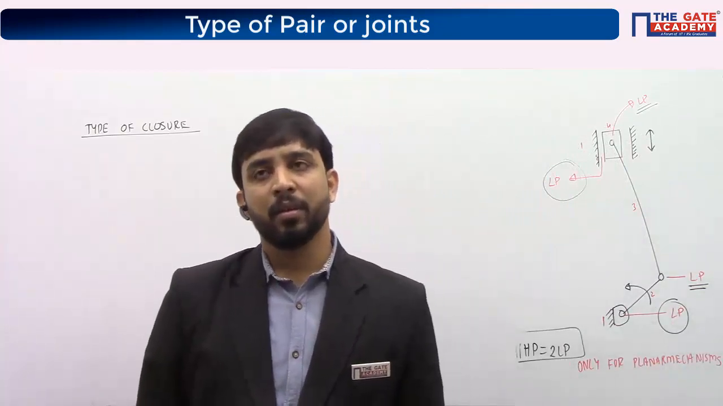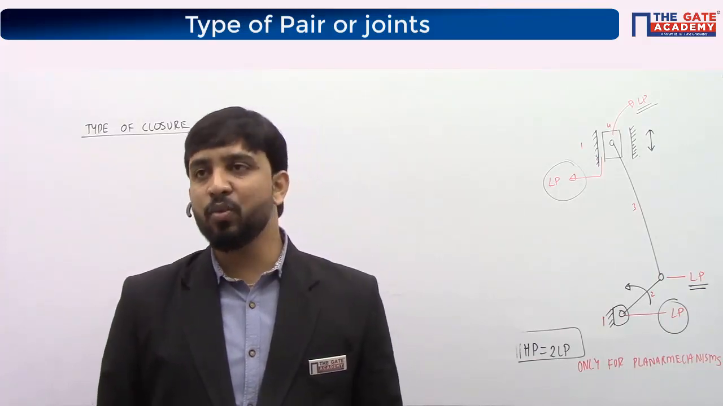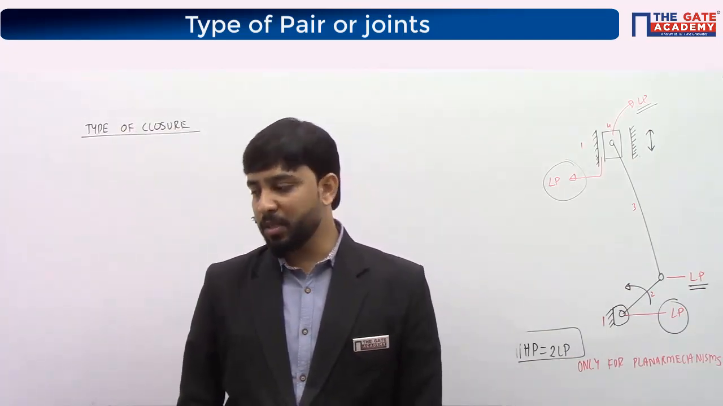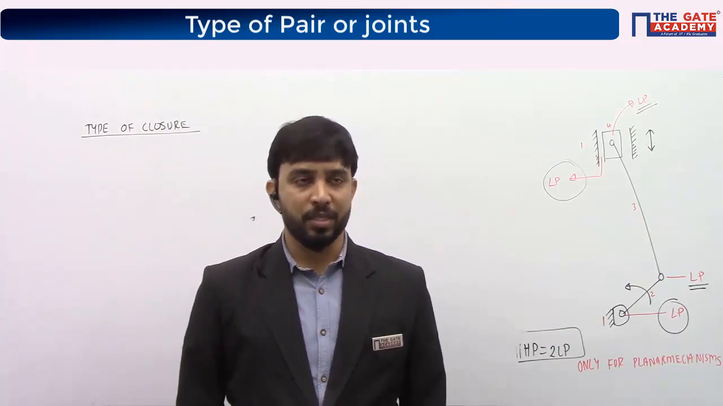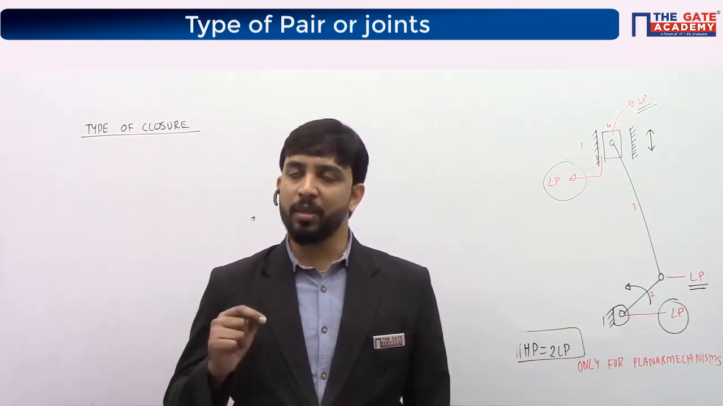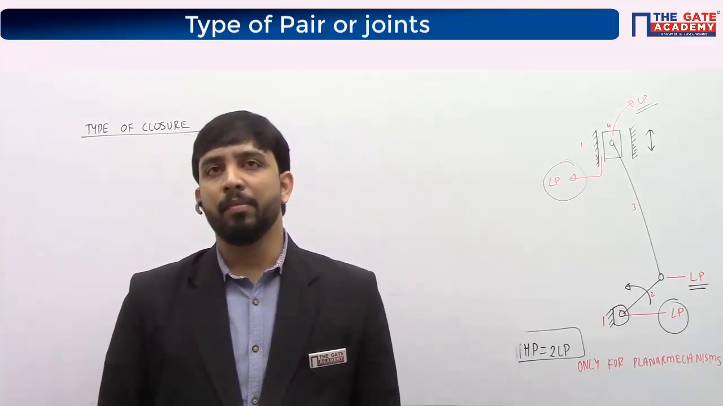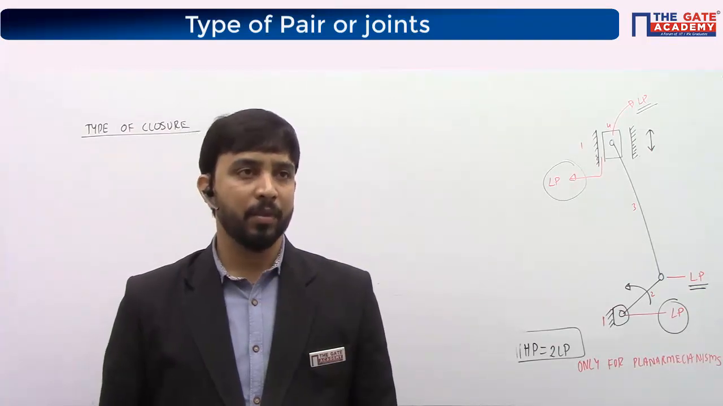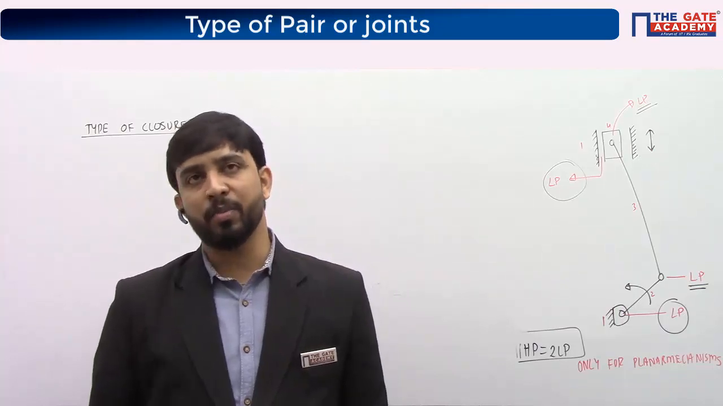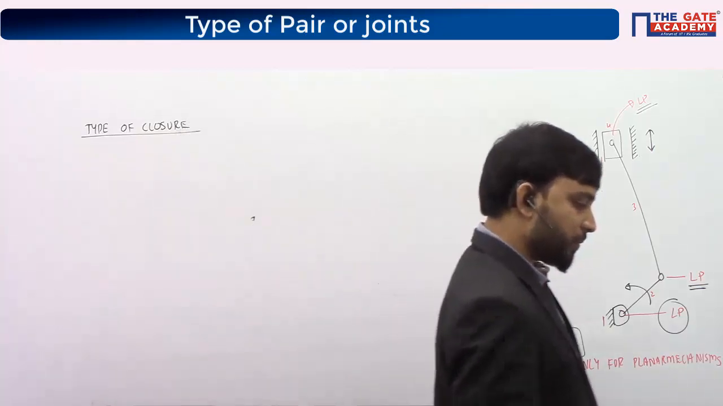Elements of the pair cannot be separated without destruction of at least one element of the pair. Without destruction of at least one element, you cannot separate them, okay? Example: spherical pair, turning pair. These are self-closed pairs. So if you want to separate them, you need to break at least one.